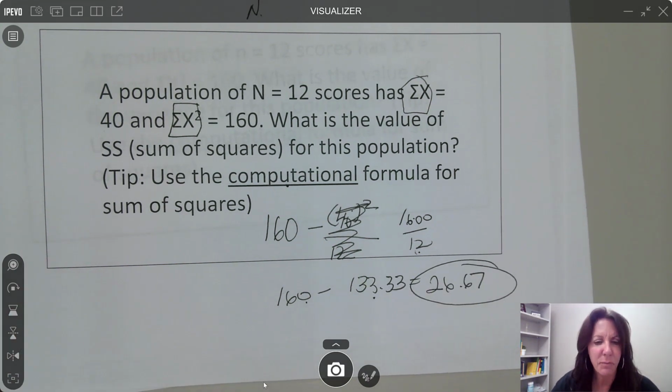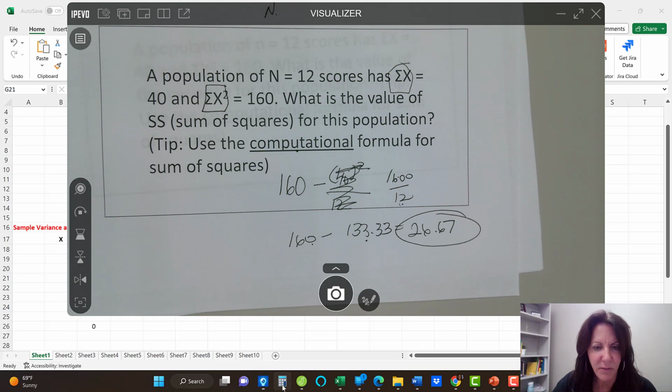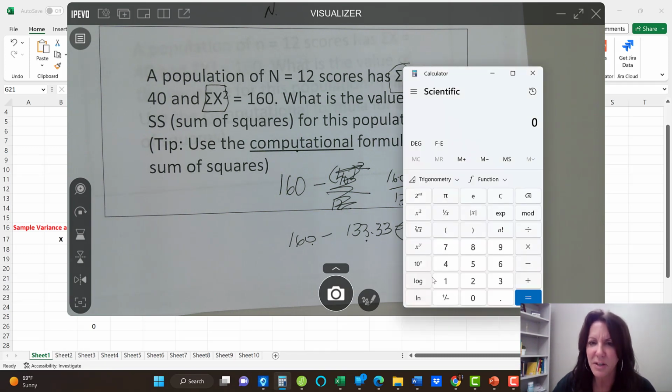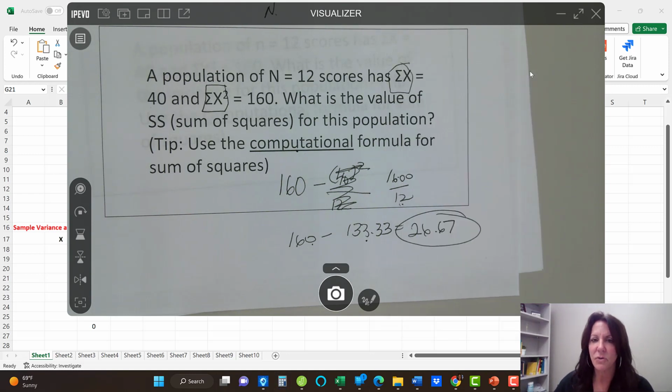Okay, I know I'm ridiculously compulsive. I'm just going to do it because it goes on to the next question. So 160 minus 133.33. Did I do it right? I did. Okay, 26.67 is it. That is our sum of squares.